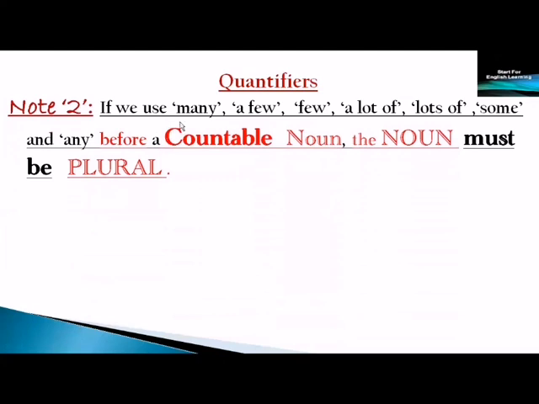Note number 2. If we use many, a few, a lot of, lots of, some, and any before a countable noun, a noun that we can count, a noun that has a singular form and a plural form, boy, boys, tree, trees, countable nouns, the noun must be plural. Example.